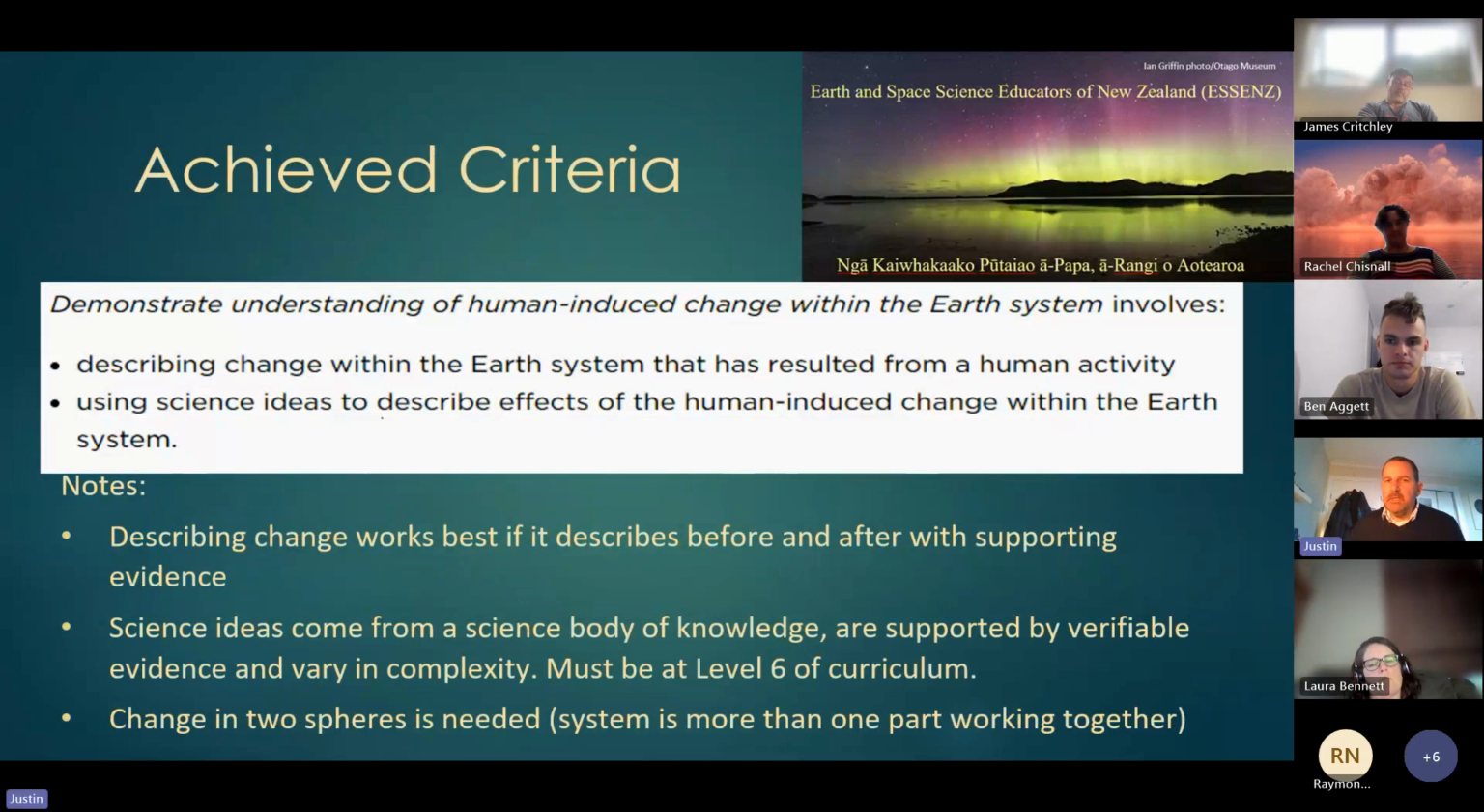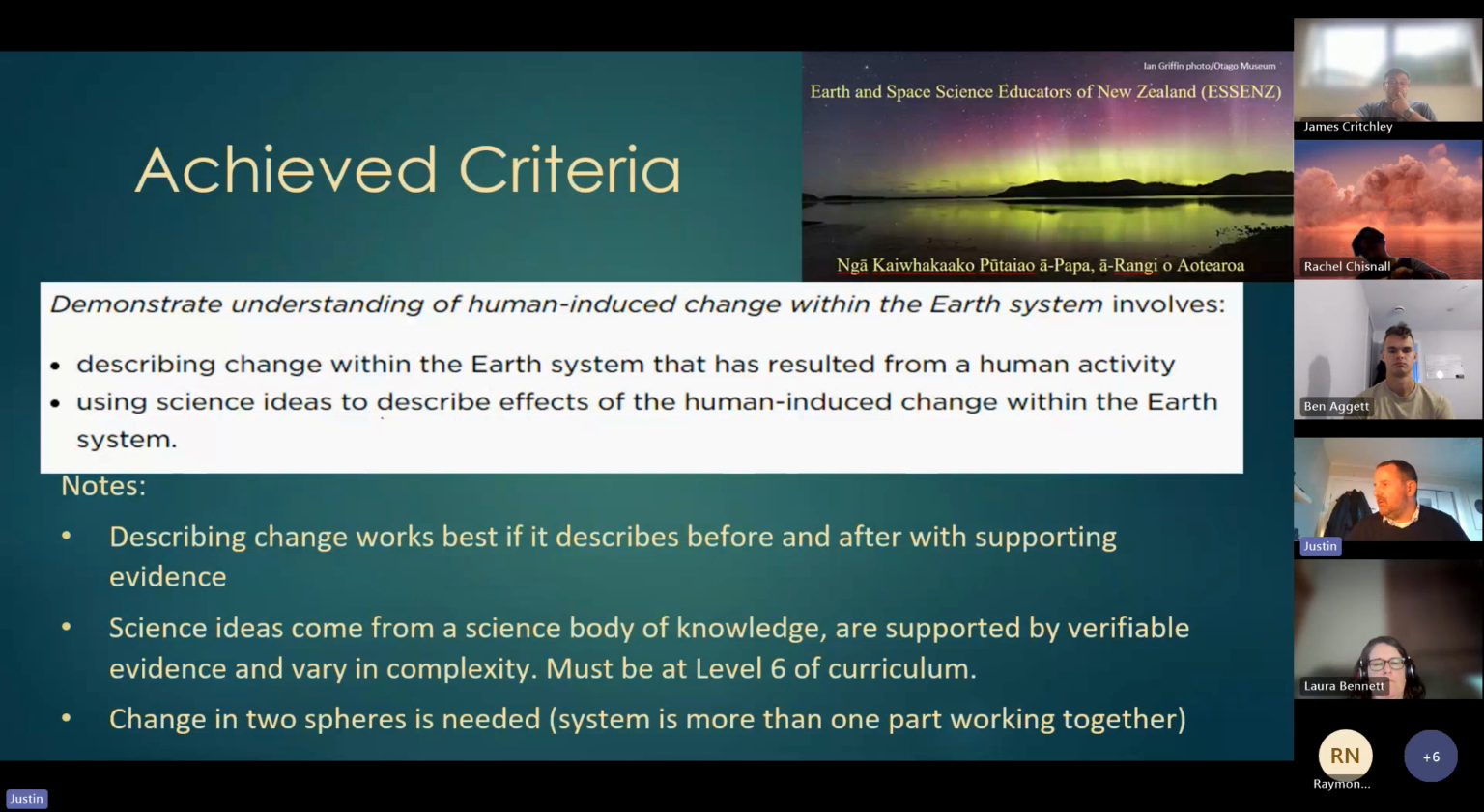So we have a look at the achieved criteria. So you can see we're describing change within the Earth system that has resulted from human activity, which I've just given you some examples of that. So that's for explanatory note 1, and using the science ideas to describe the effects of the human-induced change within the Earth system. That's what we're looking for them to do for the achieved. So yeah, it works best if the change is described before and after, and if they give supporting evidence.